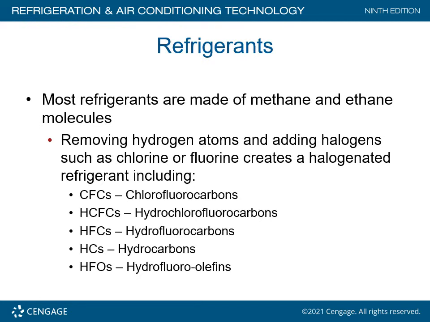Refrigerants. Most refrigerants are made up of methane and ethane molecules. Removing hydrogen atoms and adding halogens such as chlorine or fluorine creates a halogenated refrigerant, including CFCs, which of course are no longer made. They went out in 1996. HCFCs, hydrochlorofluorocarbons, which are now gone as of 2020. HFCs, which are hydrofluorocarbons, which are going to be on their way out. HCs, hydrocarbons, and HFO, hydrofluoroolefins.